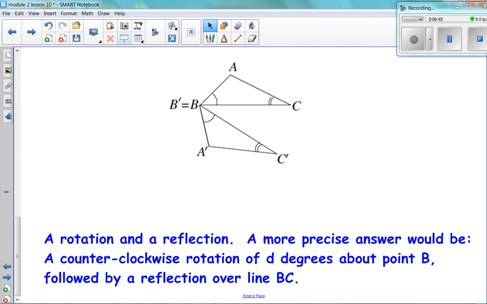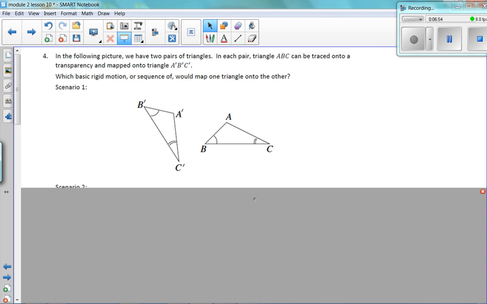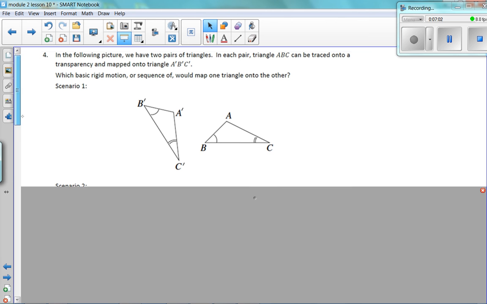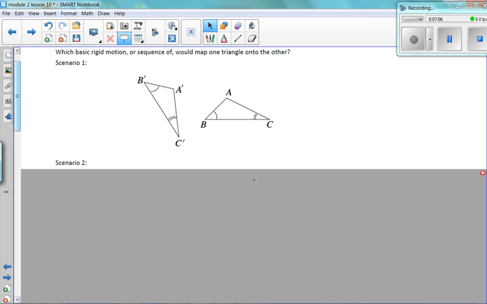Okay? Okay, question number 4. In the following picture, we have 2 pairs of triangles. In each pair, triangle ABC can be traced onto transparency and mapped onto triangle A prime, B prime, C prime. Which basic rigid motion or sequence of them would map one triangle onto the other?